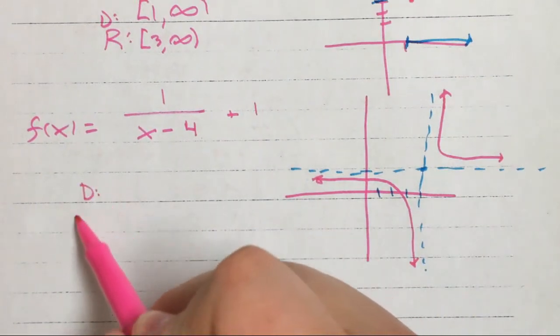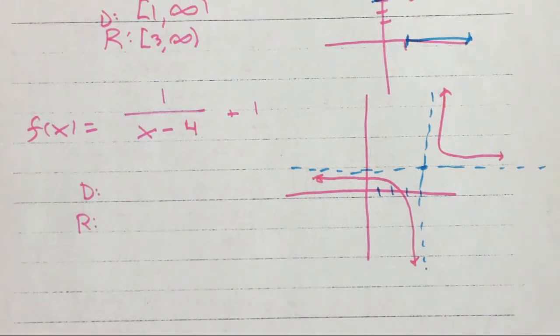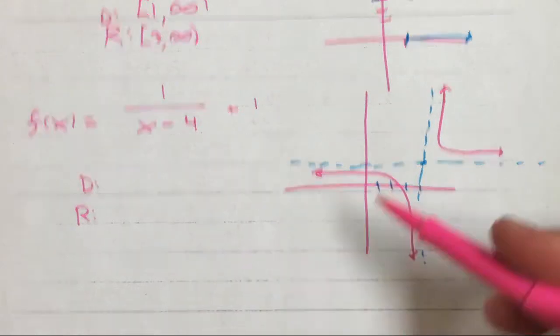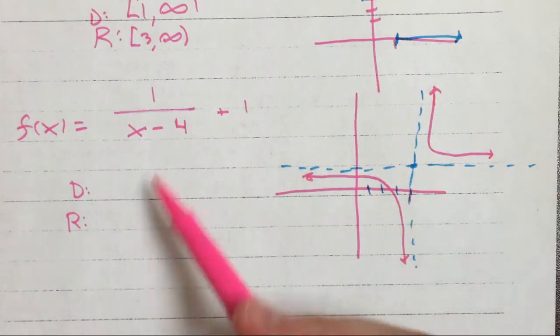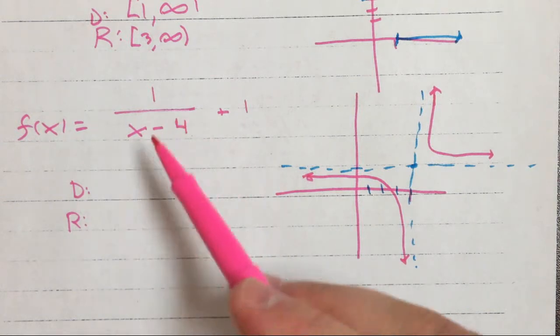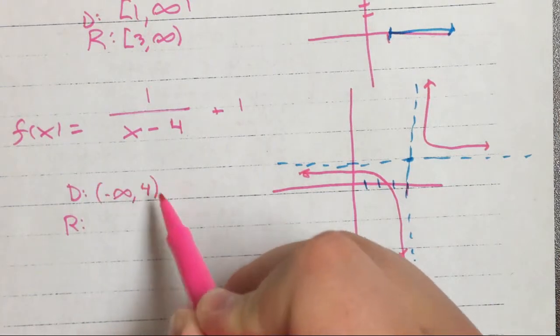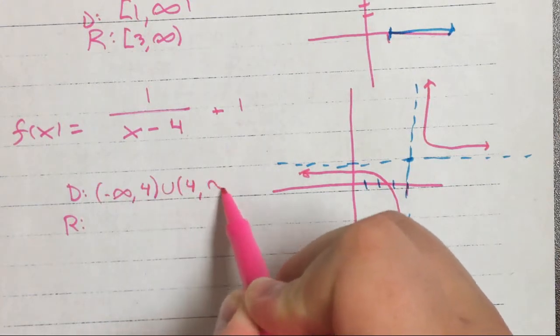What would the domain for this one be? What's the only x value that you can't use? Can't divide by 0, but what's going to give me 0? 4, right? So 4 is the only x value I can't use because it results in 0. So the domain is going to be -infinity to 4, union 4 to infinity.